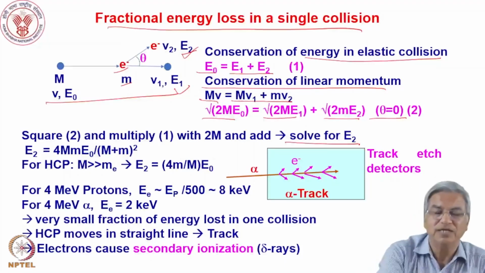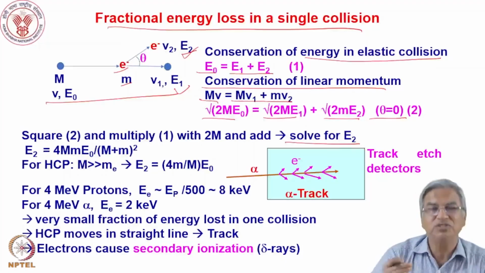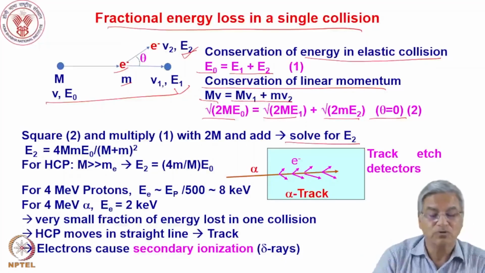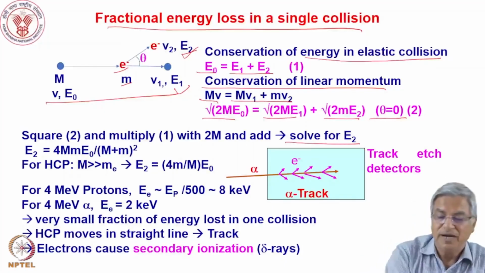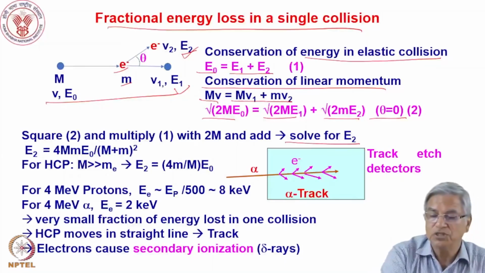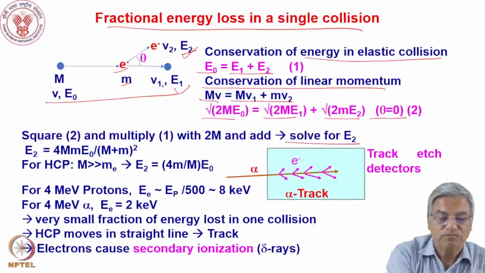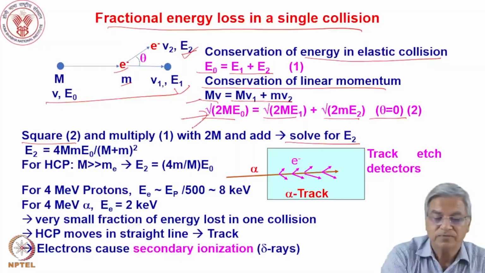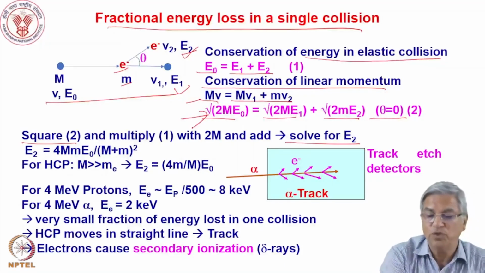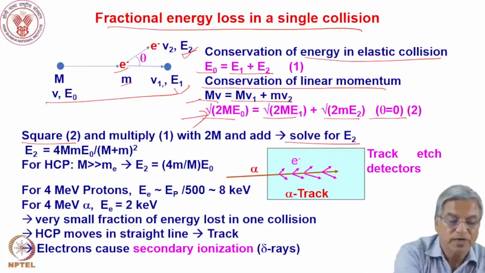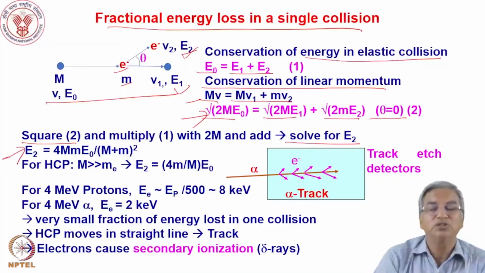What is E2? The energy of the electron. So what is the energy given by the alpha to the electron? That is what we are discussing here. If you square equation 2 and multiply the first equation with 2m and solve for E2, you get the equation for E2, the energy of the electron.